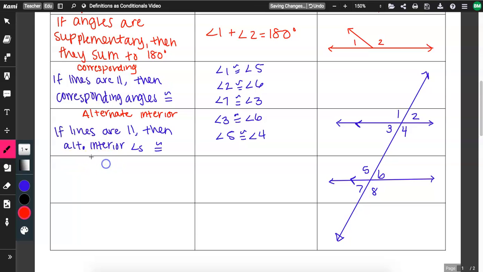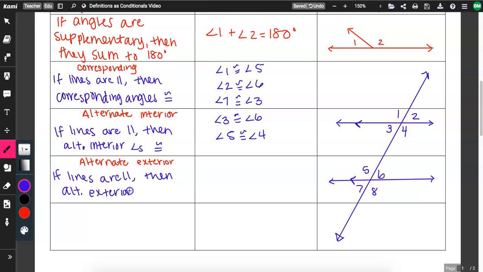alternate exterior. If lines are parallel, then alternate exterior angles congruent. I know it's a lot of writing, but I really encourage you to write it all down because it helps you remember how to do the conditional statements. So alternate exterior, angle 2 congruent to angle 7, angle 1 congruent to angle 8.